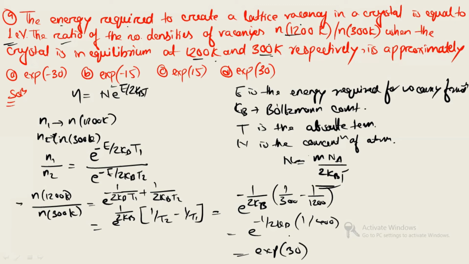Plus 30, positive 30. This is what you will get. The calculation part I'm not doing. You can just use a calculator and do it. So the correct option is option D here.